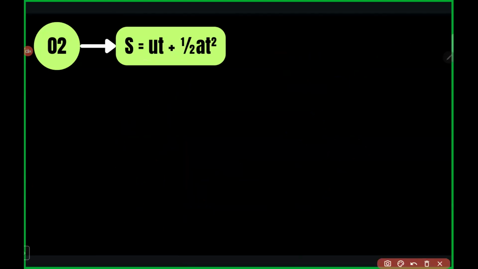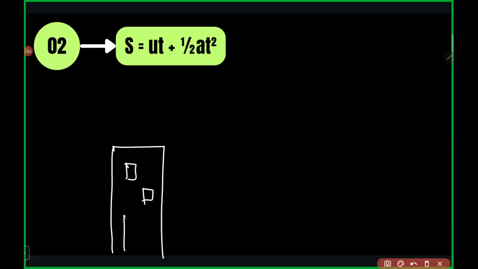Let's do one more question. So this is a building, and let's say it has a height that I can take randomly. A boy is throwing a particle upward with a speed of 10 meters per second, and the height of the building, let's say, is 100 meters.